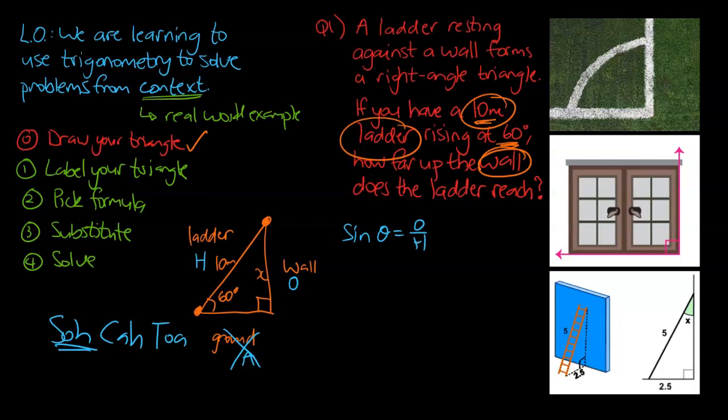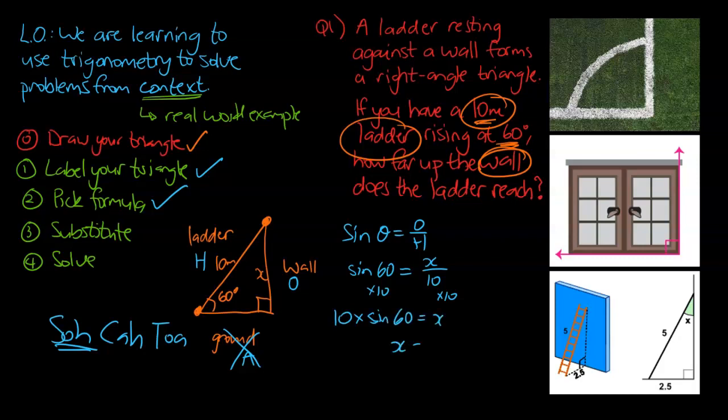We're then going to substitute. So we've labeled our triangle, we've picked our formula, and we're now onto the substitution phase. We know that the angle is 60. So that's going to be sine 60 equals O, which is X, over H, which is 10. And we're then going to use a bit of algebra here. We're going to multiply both sides by 10. So 10 times sine 60 equals X.